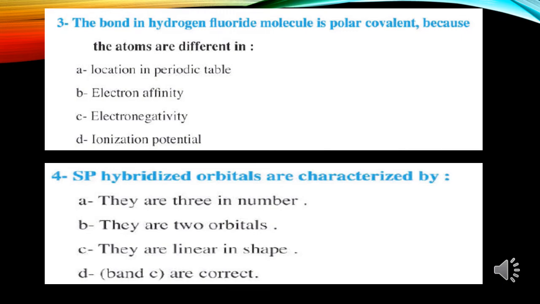Electronegativity. Question number 4. sp hybridized orbitals are characterized by A, they are 3 in number; B, they are 2 orbitals; C, they are linear in shape; D, B and C are correct. The answer will be D, B and C. Why? Because they are 2 orbitals, S orbital and P orbital, and they make a linear shape.